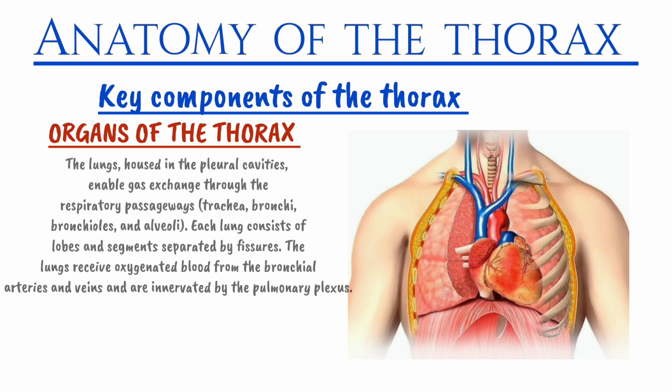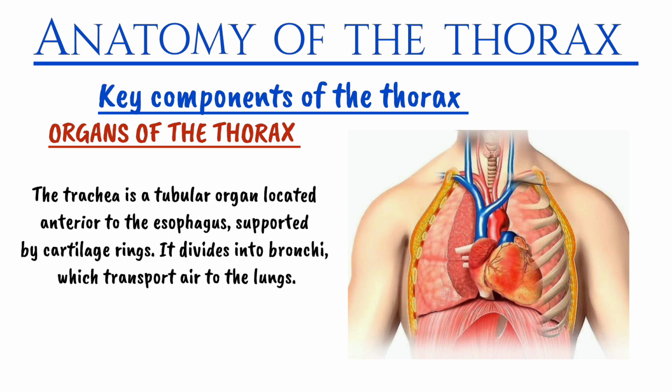Now, number 2 is the lungs. The lungs, housed in the pleural cavity, enable gas exchange through the respiratory passageways, the trachea, the bronchi, the bronchioles, and the alveoli. Each lung consists of lobes and segments separated by fissures. The lung receives oxygenated blood from the bronchial arteries and veins, and is innervated by the pulmonary plexus. Now, the trachea. The trachea is a tubular organ located anterior to the esophagus. It is supported by cartilage rings. It is divided into bronchi, which transport air to the lungs.